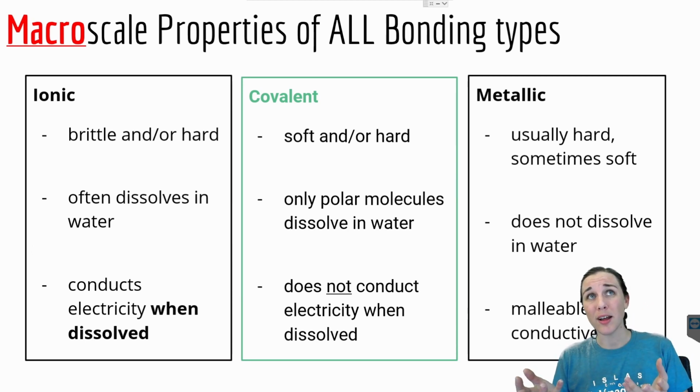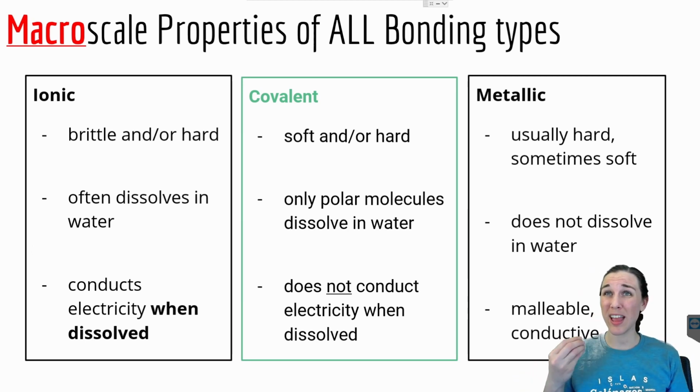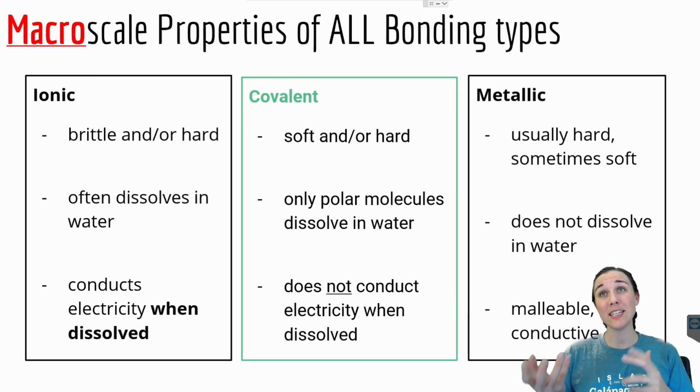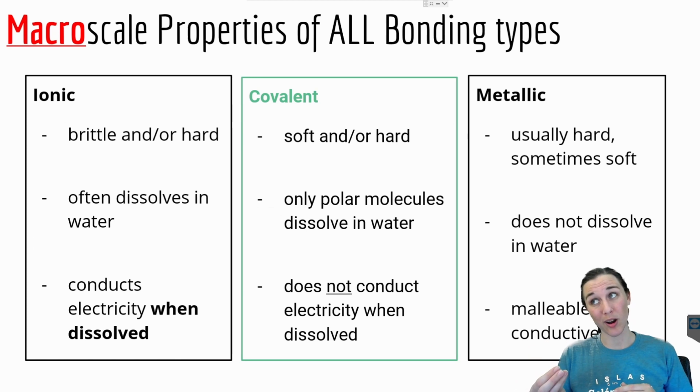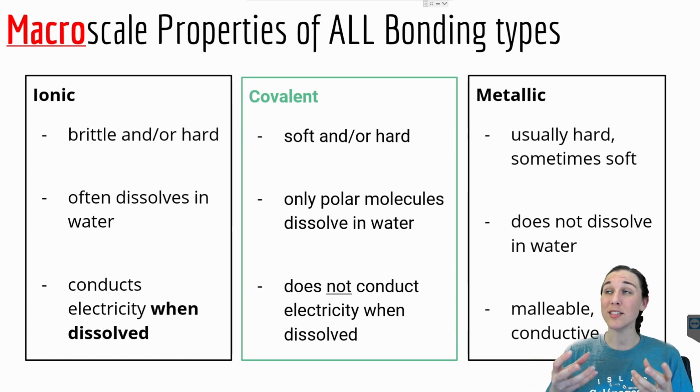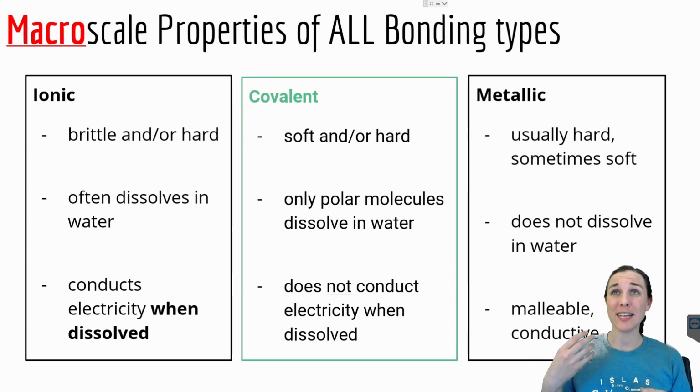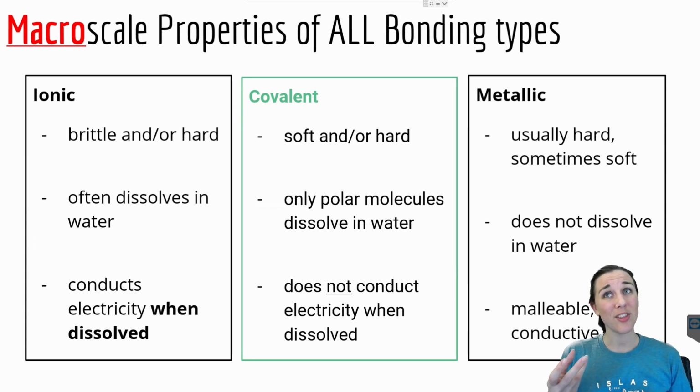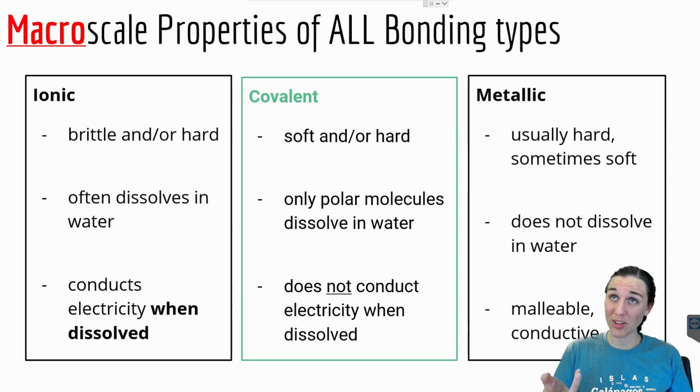For ionic bonds, we see that those are typically brittle and or hard substances. They often dissolve in water, and they conduct electricity when dissolved in water. So ionics are typically salts, literally like table salt or any other kind of crystalline structure, like a crystal lattice, if you remember from a past lesson. And when you take those, you can put them in water, they're soluble in water, and then once they dissolve in water, they conduct electricity.